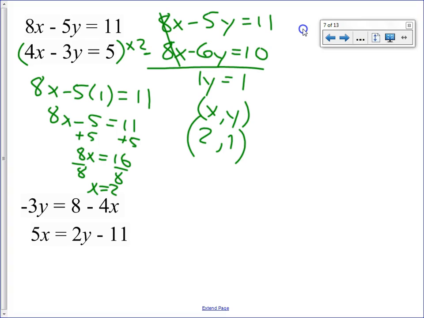Okay, why don't you try that next example? You might need to rearrange the equation or multiply one of the equations. Restart it when you're ready to check it out.